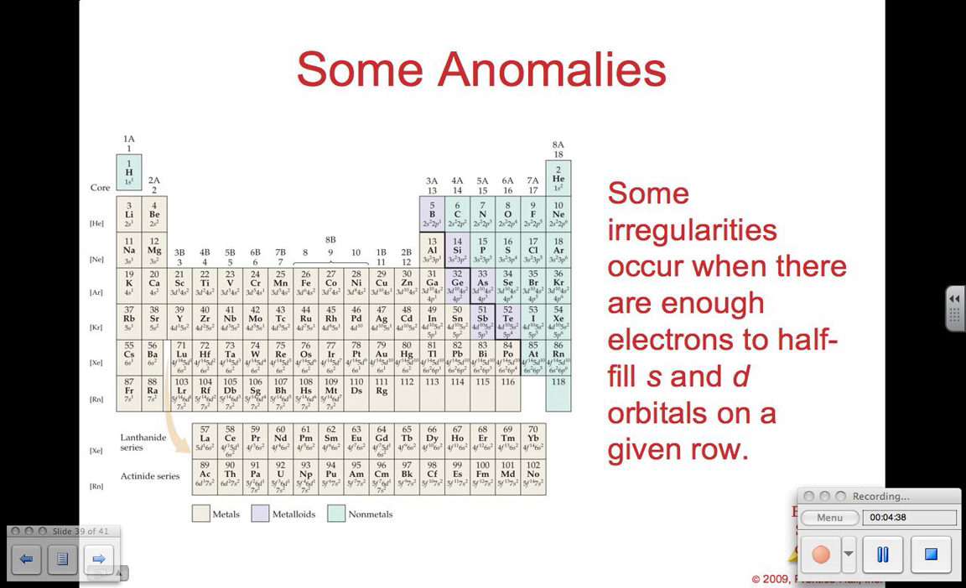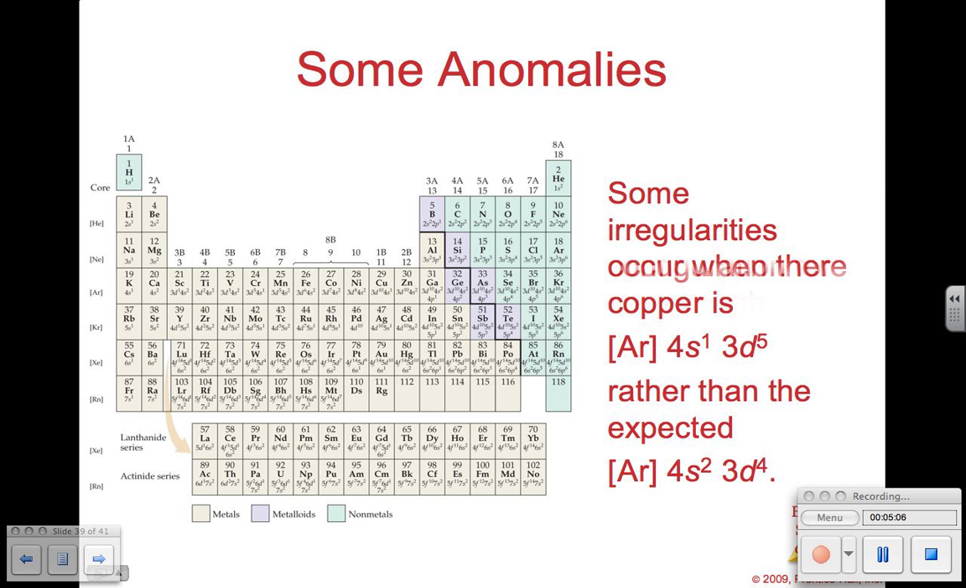Now, we'll go over this in class as well, but there are some irregularities when we are filling electron configurations. Some actually break the rules when you get to half-filled orbitals. When there aren't enough electrons to half-fill s and d orbitals on a given row, things get kind of pulled around so that you can kind of fake fill them. One example here is copper. Copper has 29 electrons.